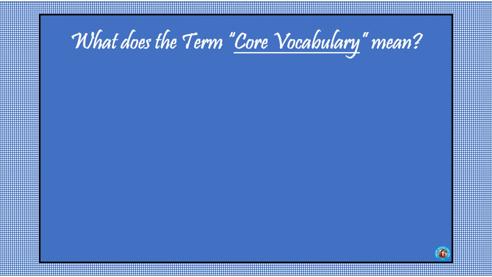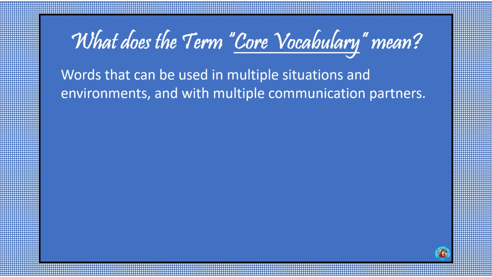So the core vocabulary part of the communication board is that we use core words that can be used in multiple situations and with multiple environments and with multiple communication partners, that they're used all the time. For example, a core word would be go, because you can use go when you're at school. You can use go when you're talking about being in the tub and you want your boat to go in the water. You can use go all the time.